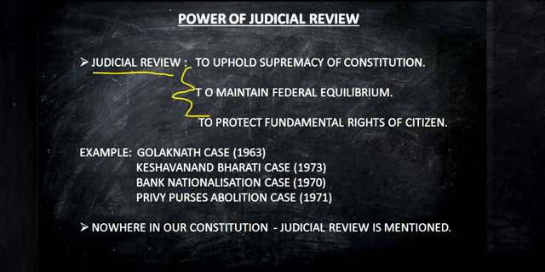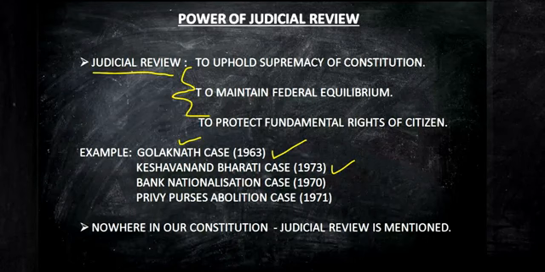In 1963, the Supreme Court used the judicial review power and decided the case which is called the Golaknath case, and the similar case is Keshwanand Bharati case, which took place in 1973. And in 1970 also there was a case, that is bank nationalization case, and in 1971 there was Privy Purse abolition case. There are so many examples where the Supreme Court has exercised the power of judicial review. Okay, and as I have mentioned earlier, judicial review is nowhere mentioned in our constitution. Is it clear? So this was all about judicial review.